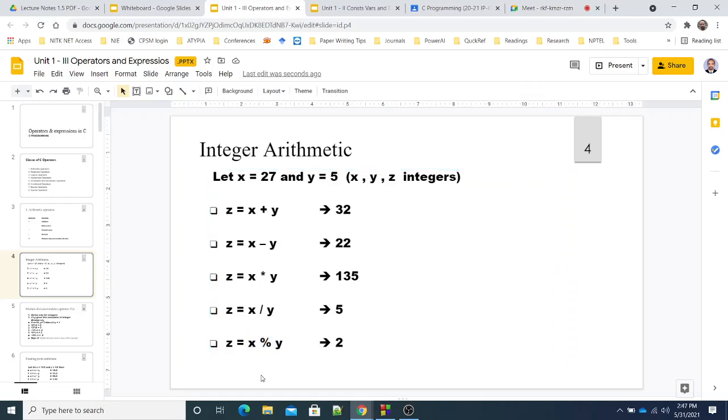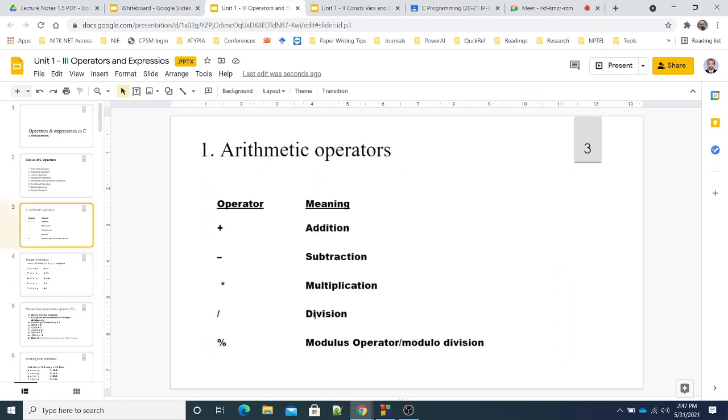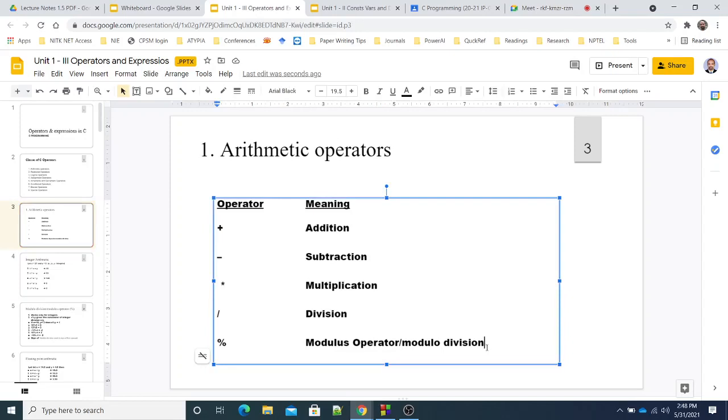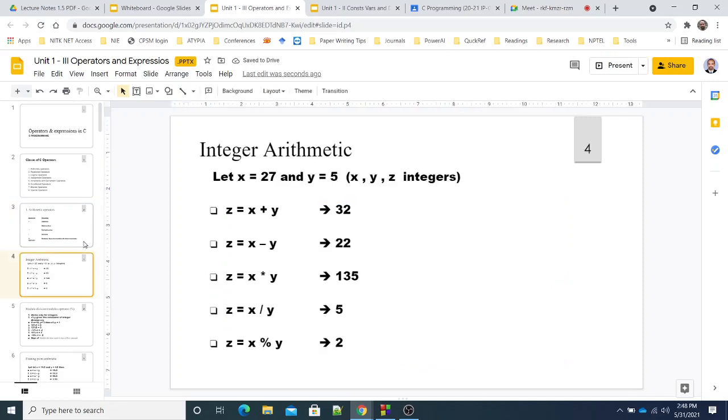Not exactly. Basically, from the name you can infer it. Modulus operator, modulo division, or remainder operator. I'll put a third name as well. These are three different names for this operator. So now maybe you can give a better guess.